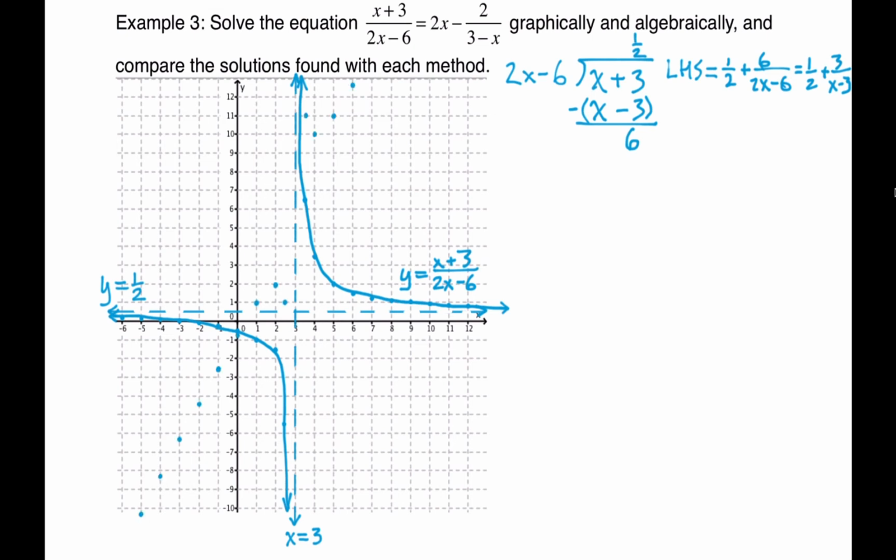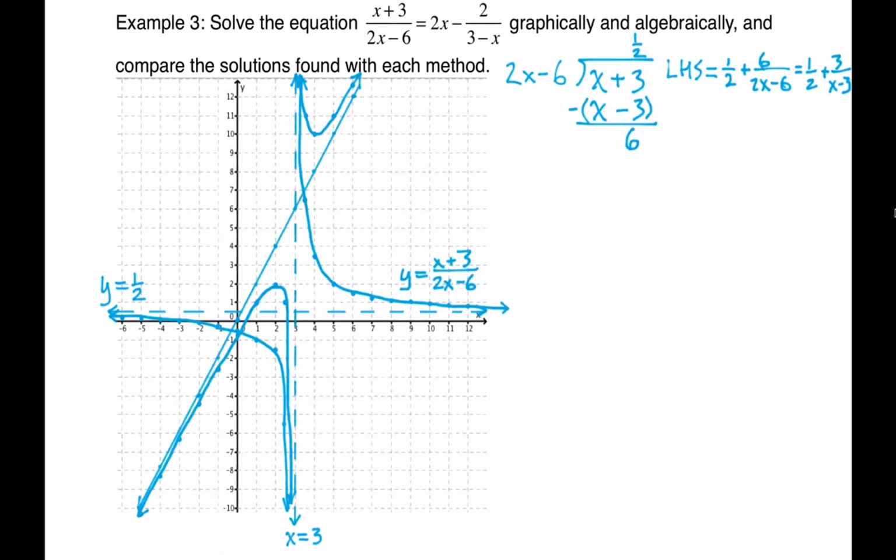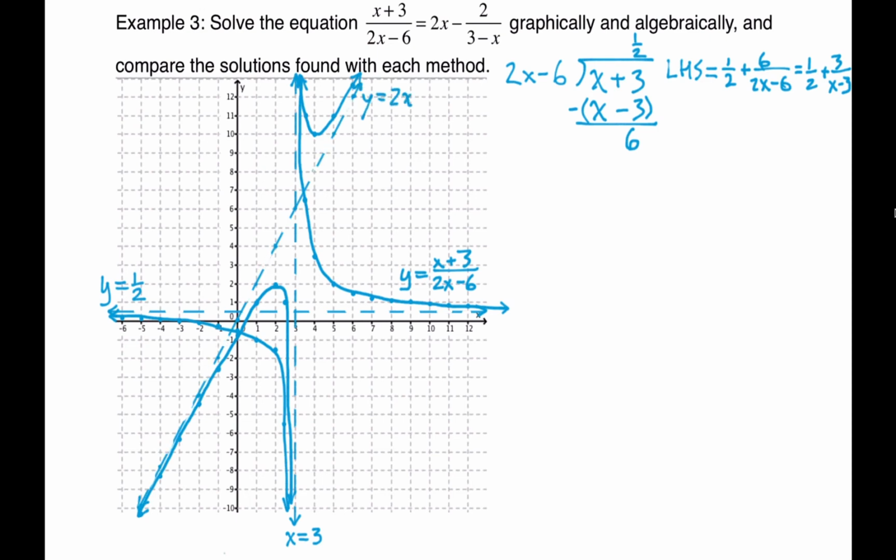So now if we graph the other side, we can make a table of values and get a bunch of points, connect them together with a nice smooth curve. We'll also notice that this has a vertical asymptote at x = 3 because it makes the denominator equal to 0 here. But then there is an oblique asymptote at y = 2x. And so here are the two sides of the equation.